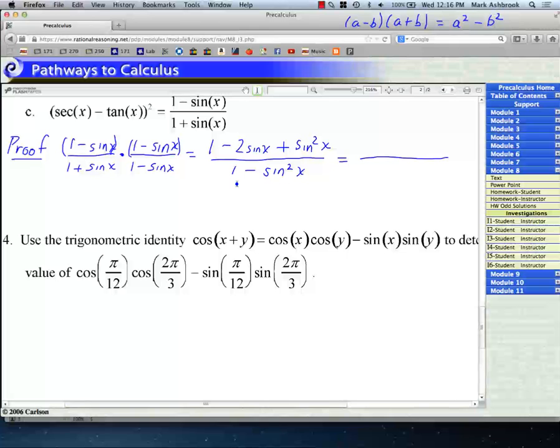Yeah, remember, I told you about this before. This shows up a lot. In the Pythagorean identity, cosine squared plus sine squared equals 1. So what would cosine squared equal? 1 minus sine squared. There it is. So by the Pythagorean identity, 1 minus sine squared equals cosine squared.